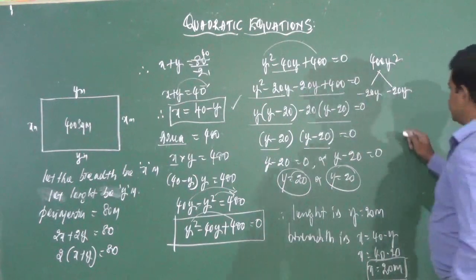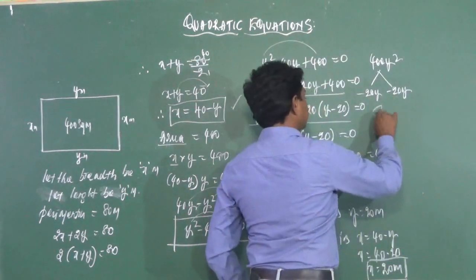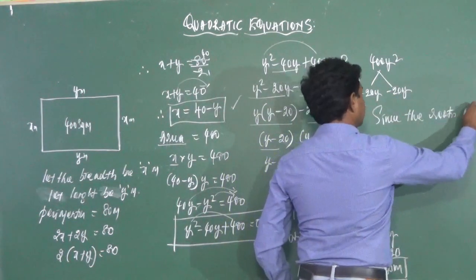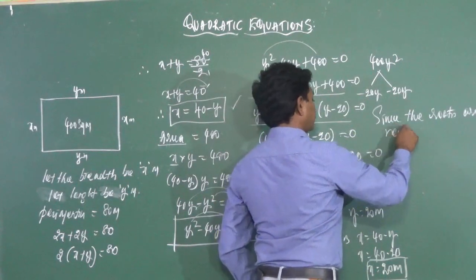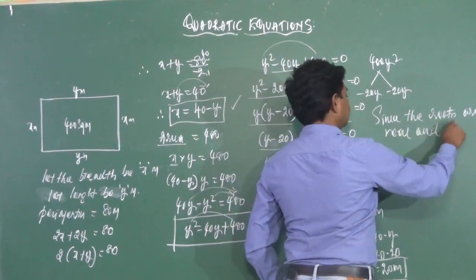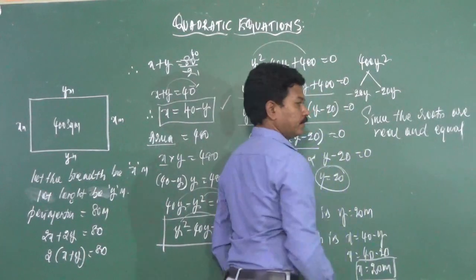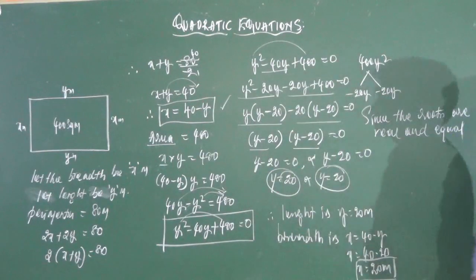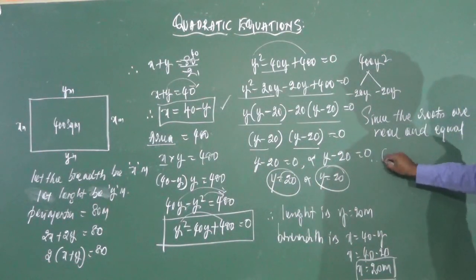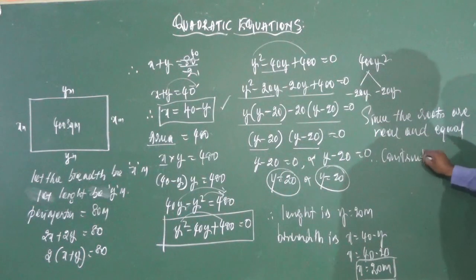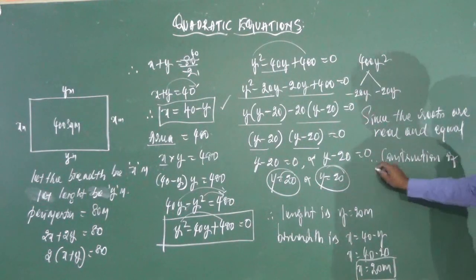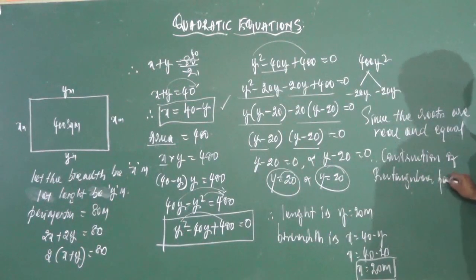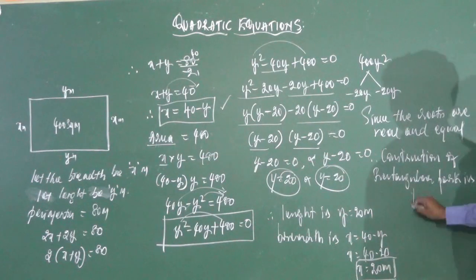So we have to write the condition here: since the roots are real and equal, therefore construction of the rectangular park is possible.